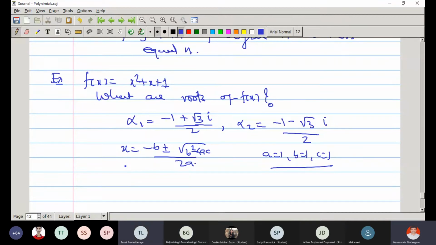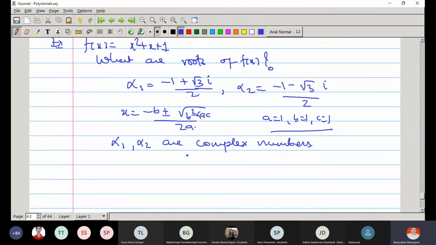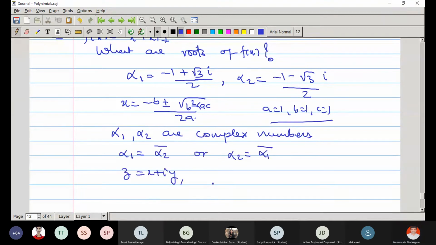Now, what is the relation between alpha 1 and alpha 2? These are complex roots, complex numbers, not real numbers. They are conjugate pairs. So alpha 1 is the complex conjugate of alpha 2, or alpha 2 is the conjugate of alpha 1. And you know how to find a conjugate: if z is a complex number x plus iy, then z conjugate is x minus iy.